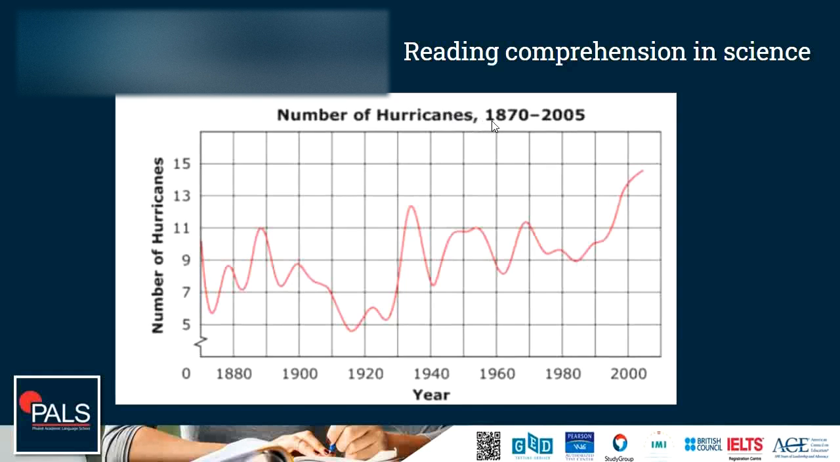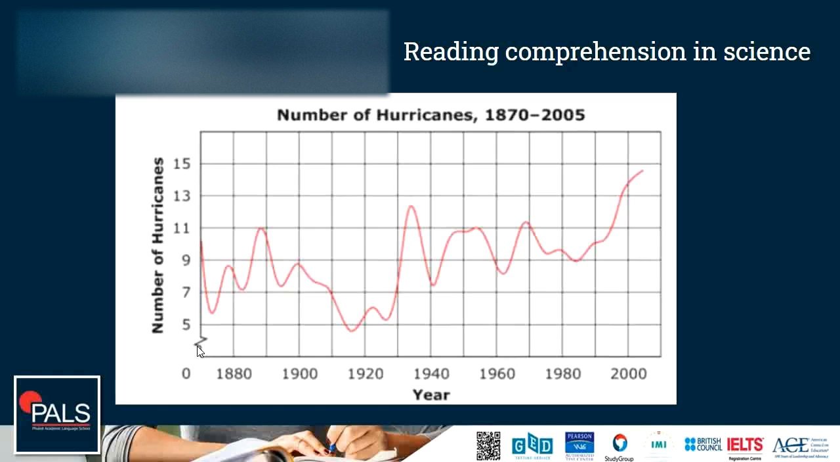Number of hurricanes between 1870 and 2005, which at the same time is our x-axis. Our x-axis is the years from 1870 to 2005. Our y-axis is the number of hurricanes. Our scale is in steps of 2. And something is very important here.